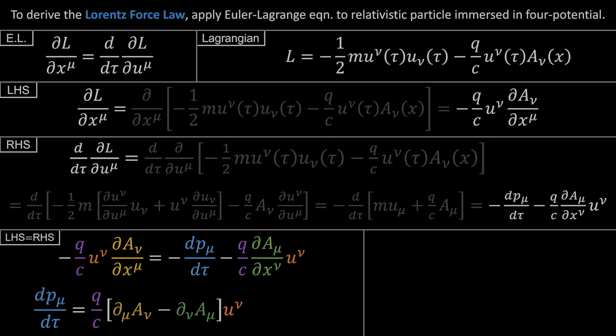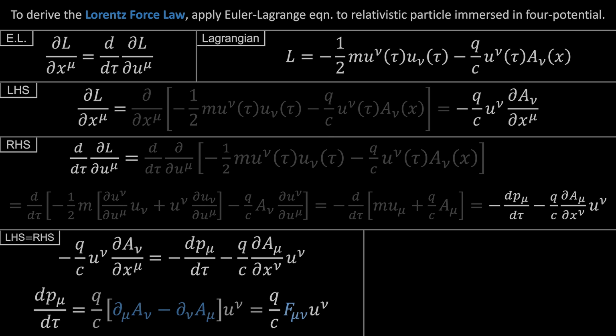So look at that term in the brackets. We have partial mu A nu minus partial nu A mu. Well, that's just our good old friend, the Faraday tensor, F mu nu. So we can write this equation as q over c F mu nu u nu. Wait, hold up. Q over c F mu nu u nu. Man, this is tough to say.